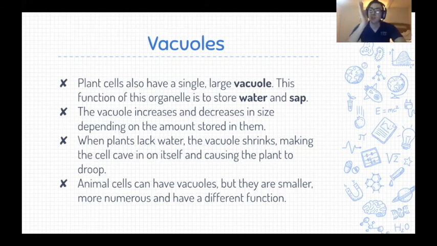So whenever you see a flower just wilt down, well, what does it need? It needs a little bit more water. Animal cells do have vacuoles, okay? That's very important that we know, but they're usually smaller and there's more of them and they have different functions.